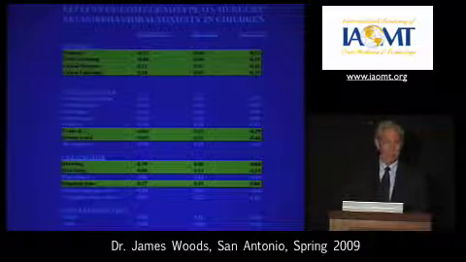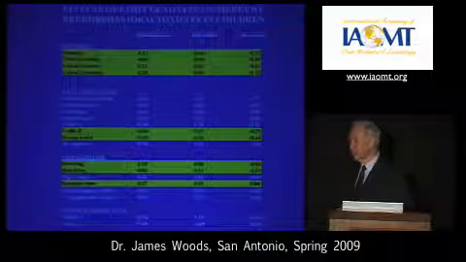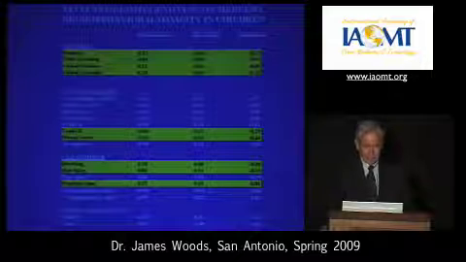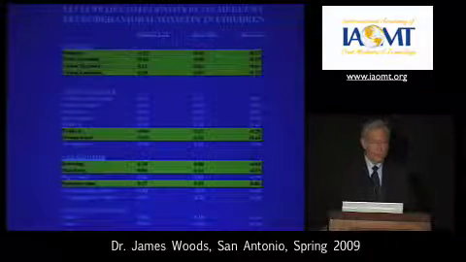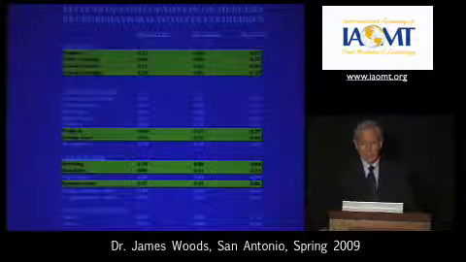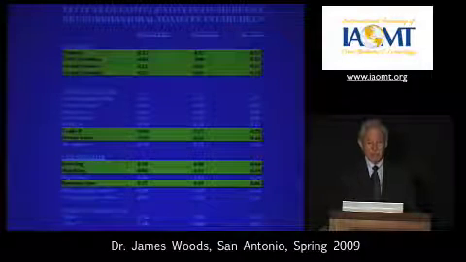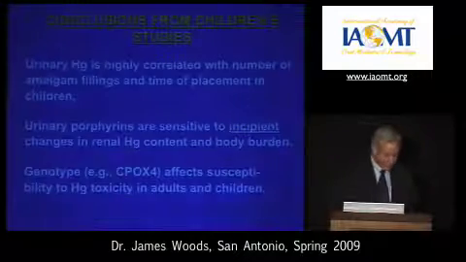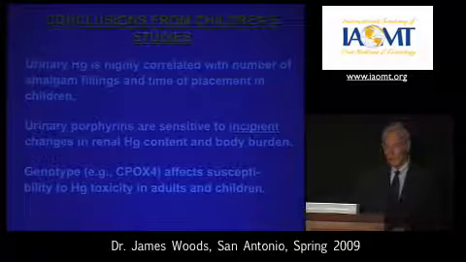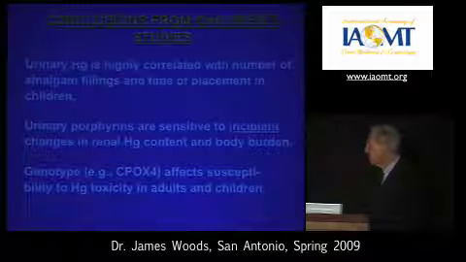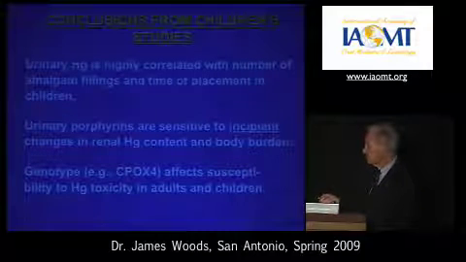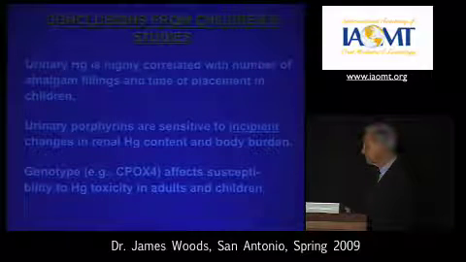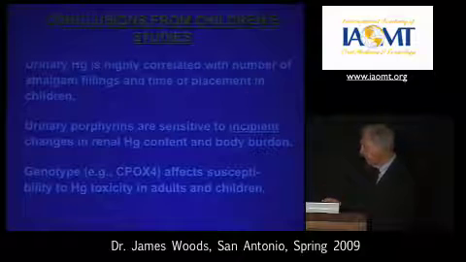So again, these are very preliminary findings and subject to reanalysis and interpretation, but I just wanted to show you this again to emphasize that looking at mercury alone in a whole heterogeneous population is probably not going to reveal what's really happening. It's really essential that we focus on those who could be more susceptible because of various genetic causes. So in conclusion from these studies, we found urinary mercury is very highly correlated with the number of fillings and the time of placement in children.